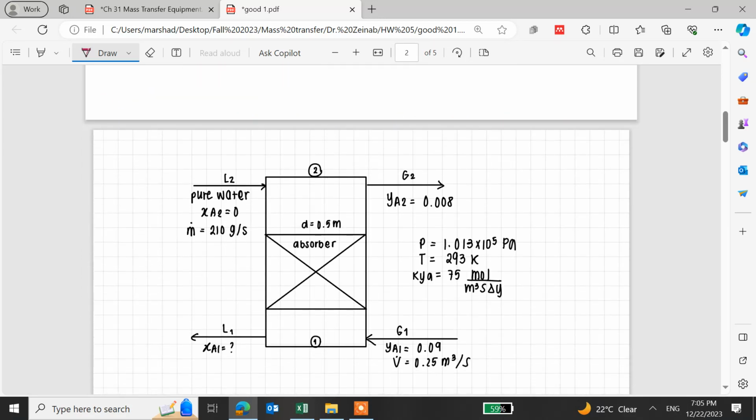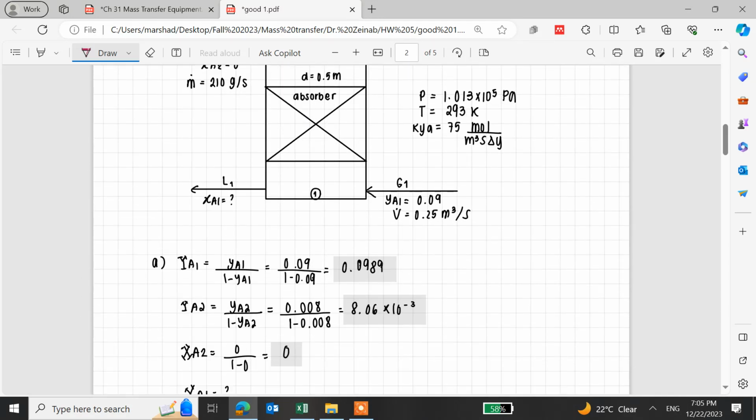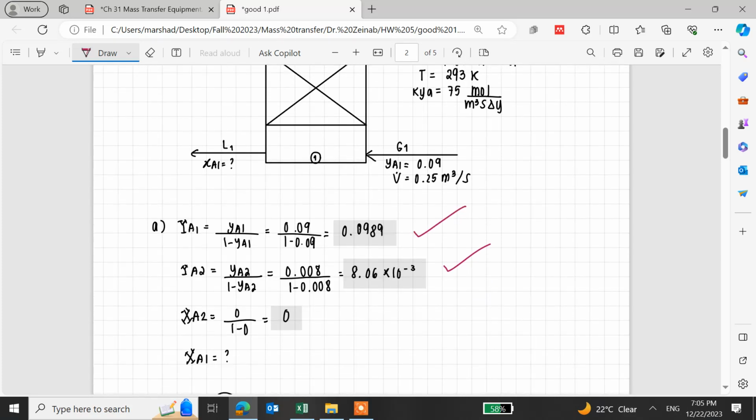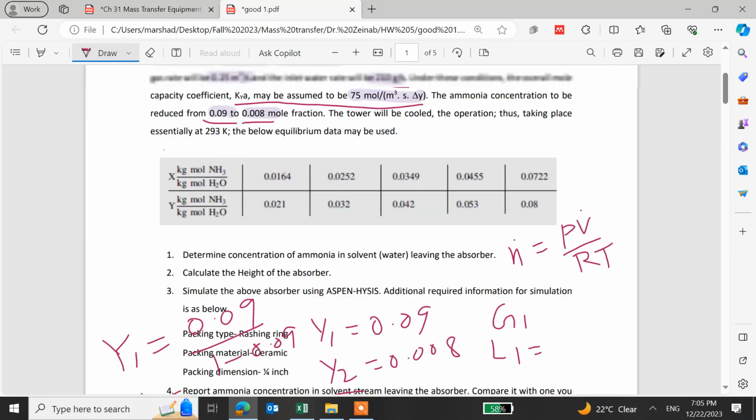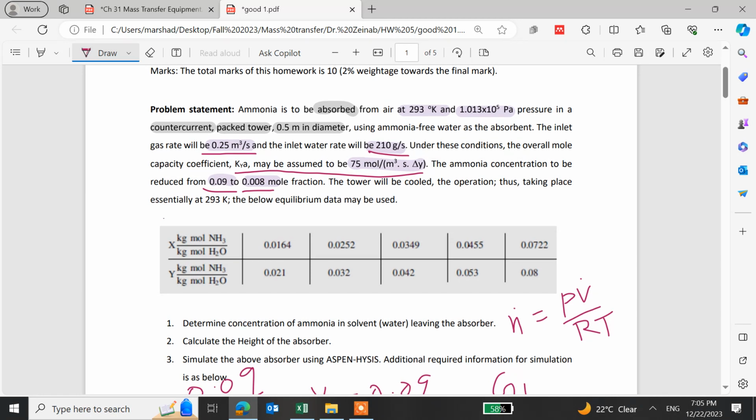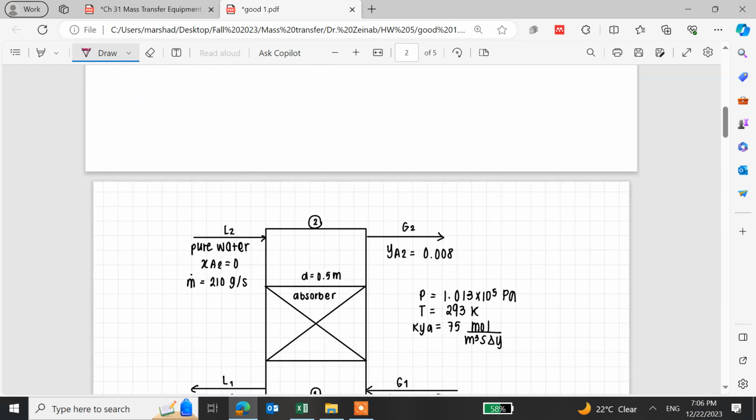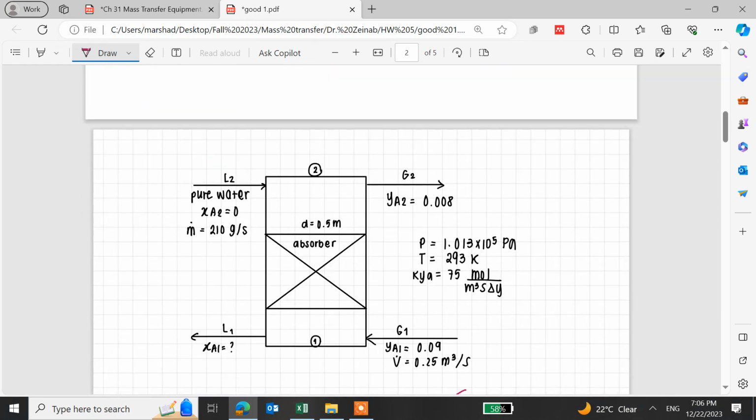Okay, so you can see the solution. As I said, capital Ya1, capital Ya2. Xa2 is 0 because the solvent is pure. The solvent is ammonia free. Water is pure water. So X2 coming from the top is only water. L2 is only water. Xa2 is 0.